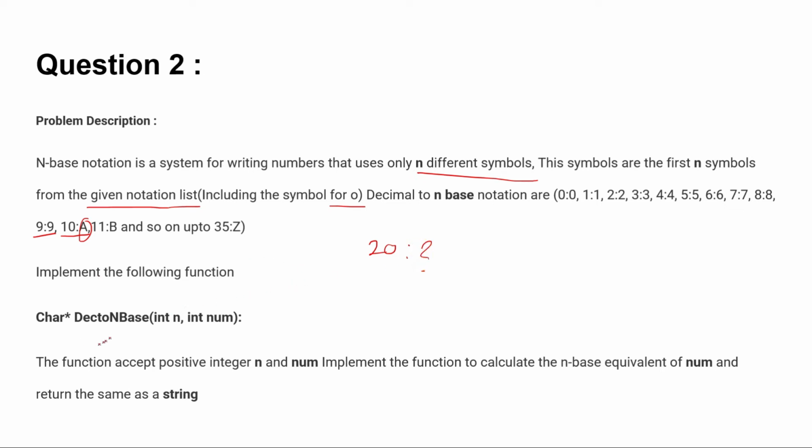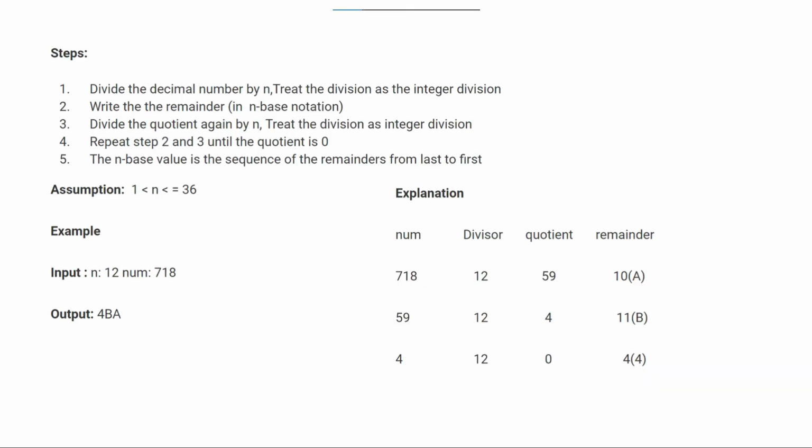They have given us a function, decToNBase, which we have to complete. This function accepts a positive integer n and a number. Implement the function to calculate the n base equivalent of that number and return it as a string. So we have to return the string. We'll see the example now, so you'll get a better idea of the problem statement.